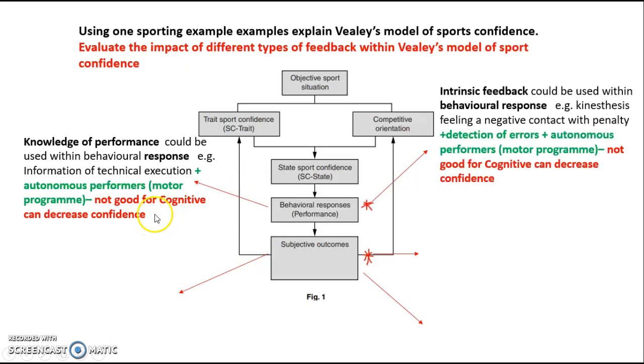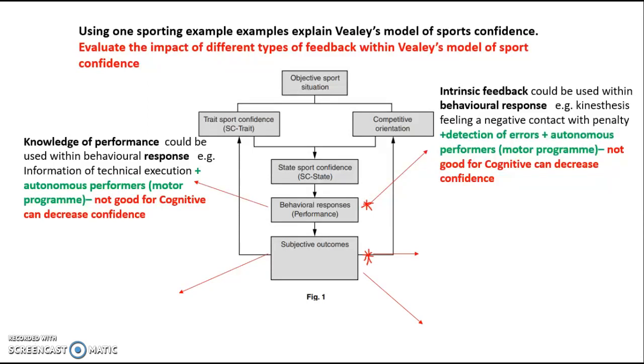The other side of this, of course, is the intrinsic feedback. If I was going to pick one out of the two, it'd probably be this one, because intrinsic feedback is massively relevant to behavioural response and the competence and execution, because it is that concept of using kinesthesis to feel whether you have a positive or negative contact with a penalty. Now, this is really effective because it allows you to detect your own errors. It's also really effective for autonomous performers because they have the motor program, but it's not so good for cognitive performers because they don't have the motor program. Therefore, they can't use it. Therefore, it can lead to a decrease in confidence.